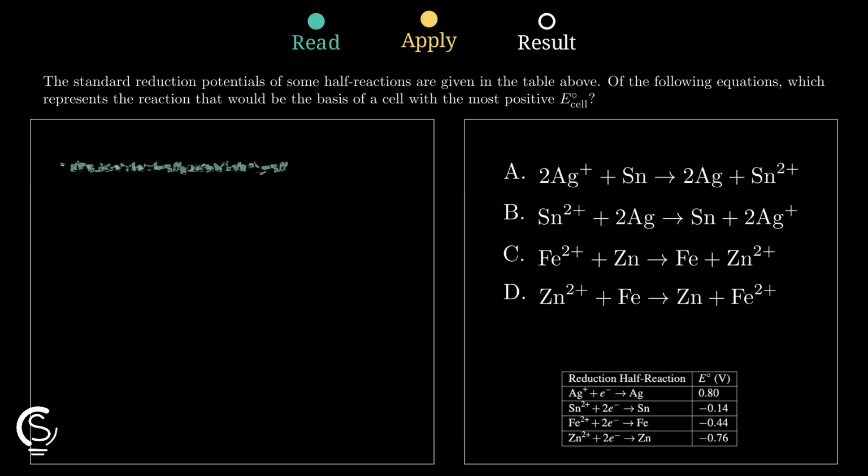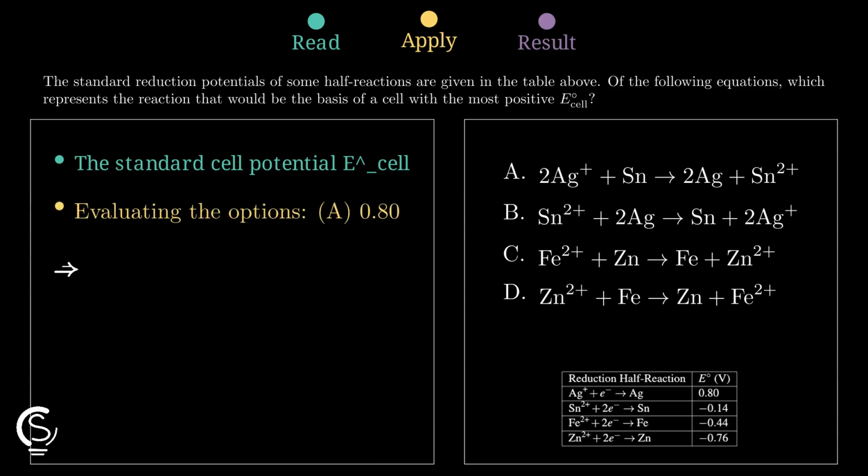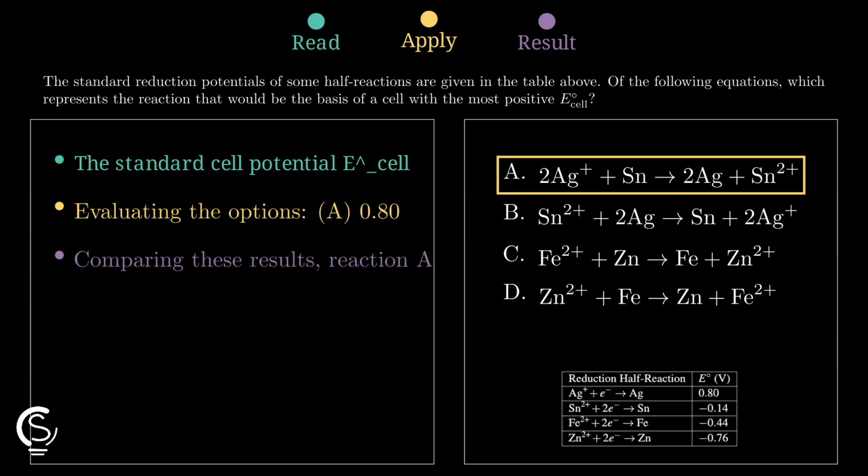Evaluating option A, silver ions are reduced while tin is oxidized. This gives us 0.80 minus negative 0.14, which equals a high positive 0.94. Comparing all results, reaction A clearly provides the maximum potential. This makes it the most favorable electrochemical cell among the choices provided in our table.